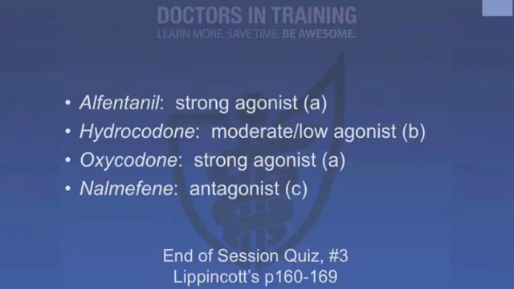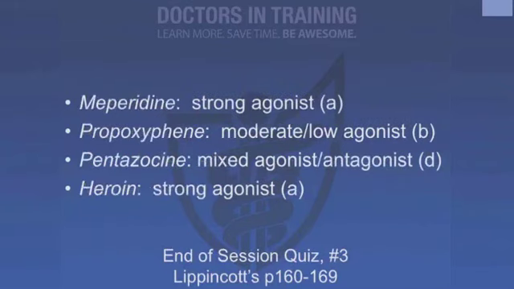Next question. Match the agents below with their action on opioid receptors. So we're going to match each of these drugs. Are they strong agonist, moderate and low agonist, antagonist, or mixed agonist and antagonist? So the first drug is alfentanil. This is a strong agonist. Hydrocodone is a moderate agonist. Oxycodone is another strong agonist. Nalmefene is an antagonist, an opioid antagonist. Meperidine is another strong agonist. Propoxyphene is a moderate and low agonist.